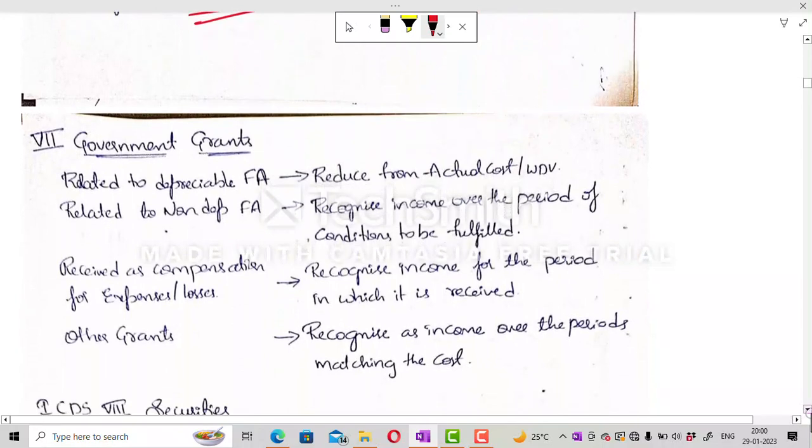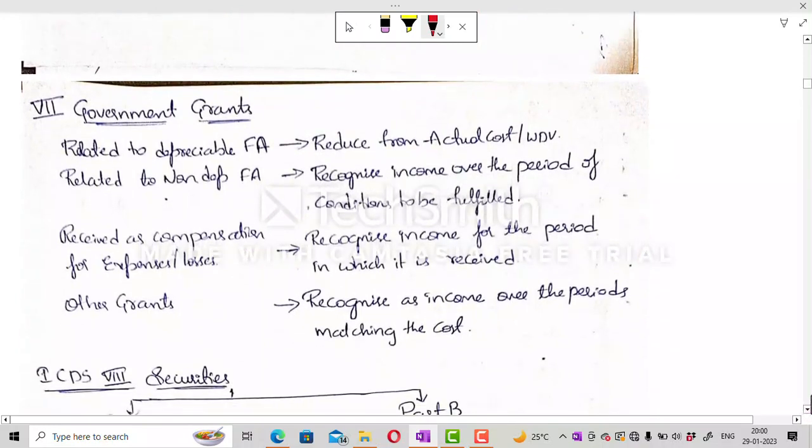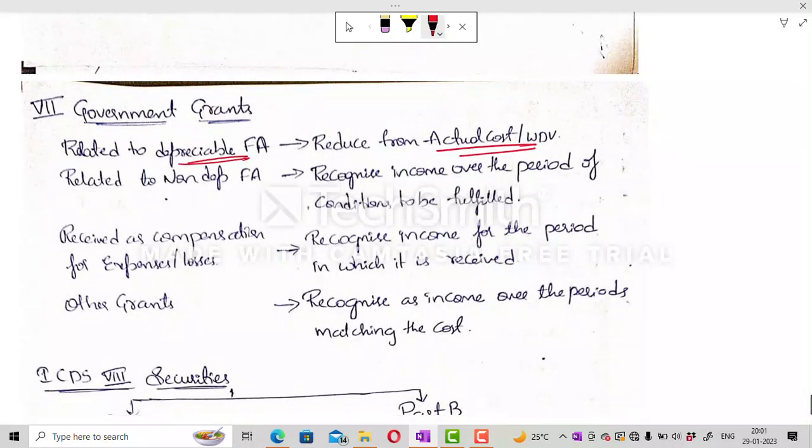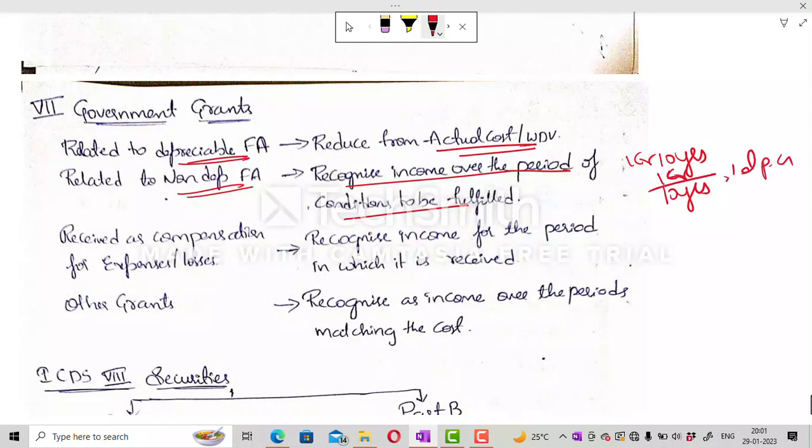Seventh one is government grant. If we have received government grants for a depreciable fixed asset, then reduce it from actual cost or WDV. If it is a non-depreciable item, then recognize it over the period of conditions to be fulfilled. Say the condition is that we need to purchase one asset and we should not transfer that for 10 years. Then recognize that income over 10 years. If we have received 1 crore, then 1 crore by 10 years, 10 lakhs per annum, we should recognize.